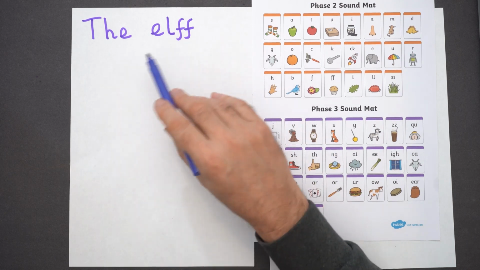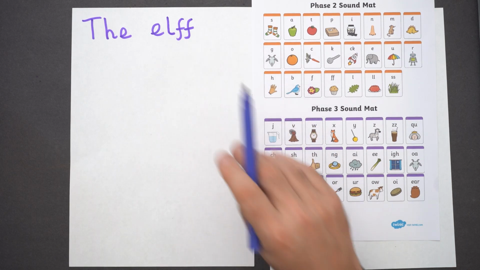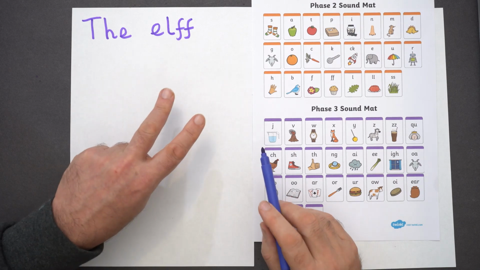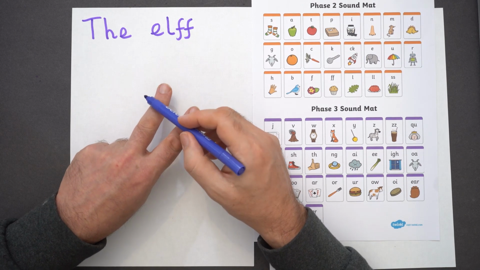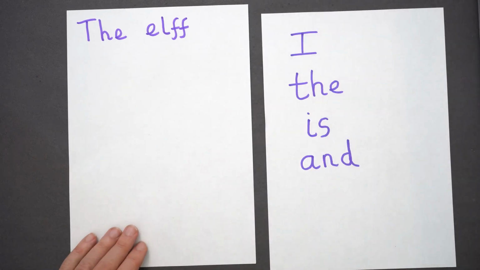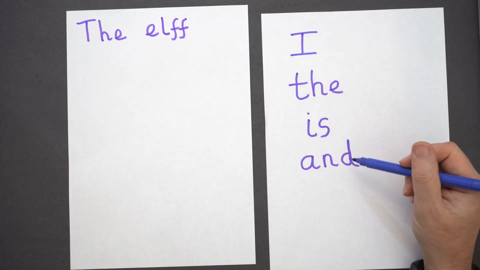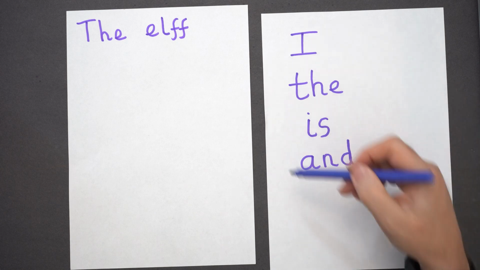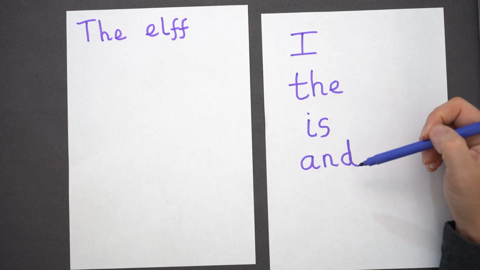What's your next word? The elf is. Now they could sound out is, or if they can't remember that, you can show them it on your phase 2 mat, or you could have it written out already. Where's the word is?